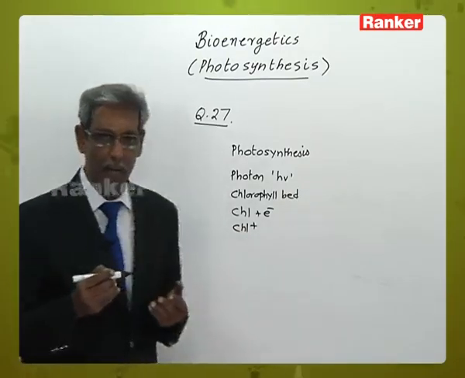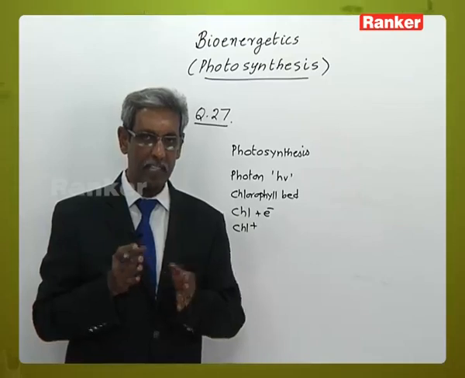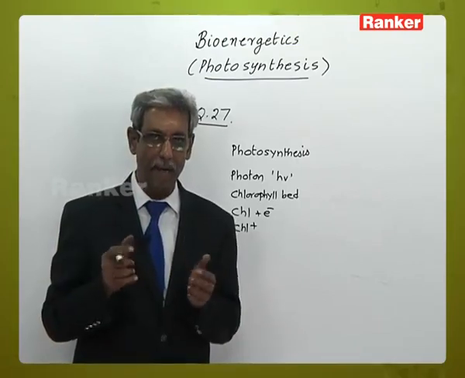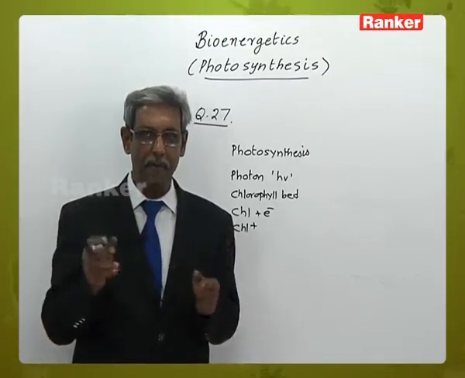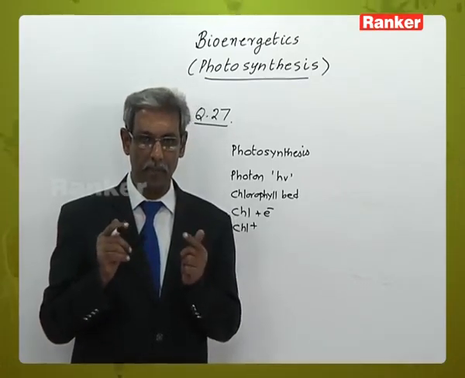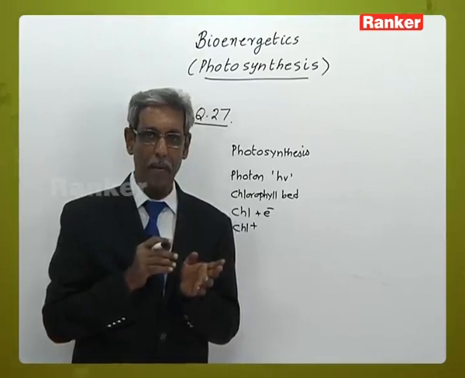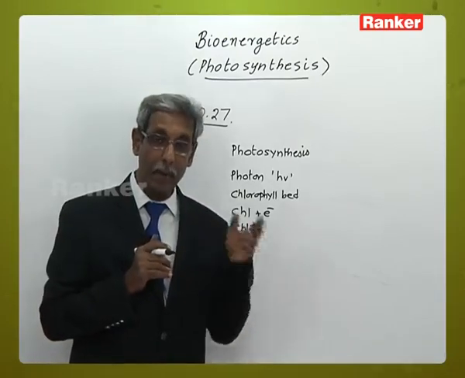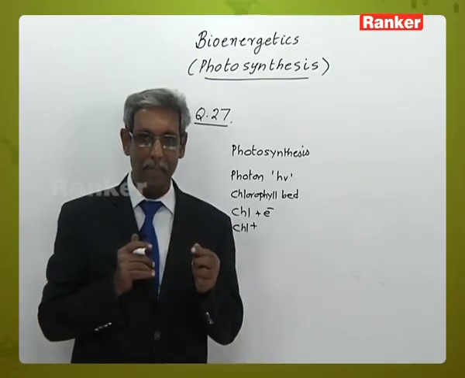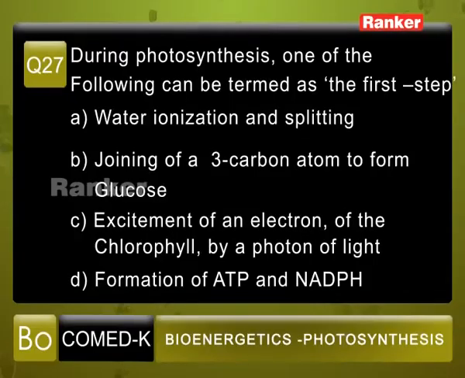So, among the choices, water ionization and splitting is a secondary reaction, whereas predominantly to start light reactions we have two photosystems wherein we have a chlorophyll bed and a reaction center, and we have light getting dispersed and activating both the reaction centers of photosystems 1 and photosystems 2. Joining of the 3 carbon atom to form glucose is a part of the dark reactions, and formation of ATP and NADPH are again part of the end products of the light reactions. So, among the choices A, B, C and D, choice number C, excitement of an electron of the chlorophyll by a photon of light, is the right answer. The answer is C.